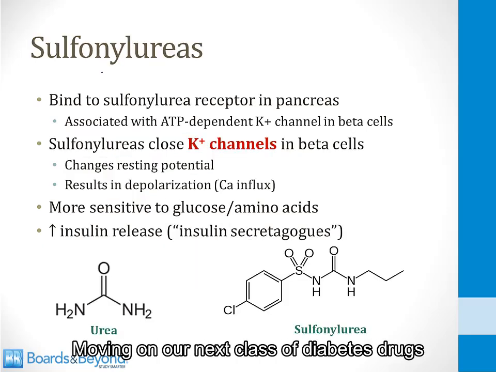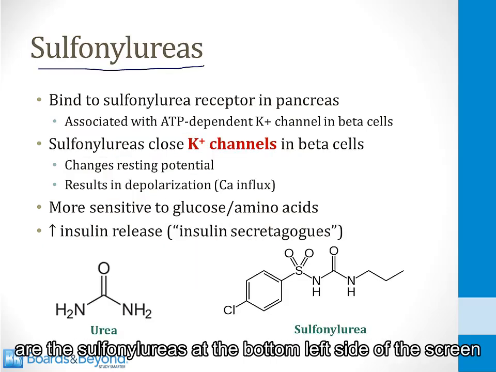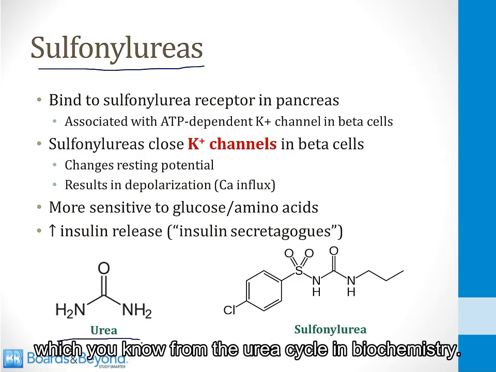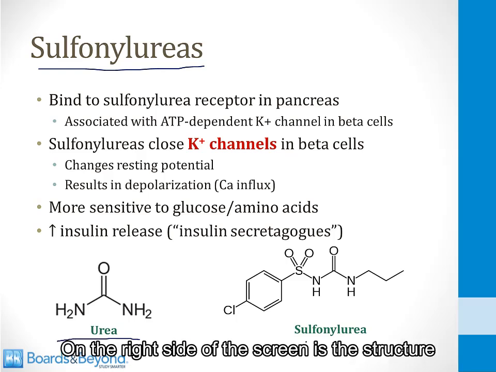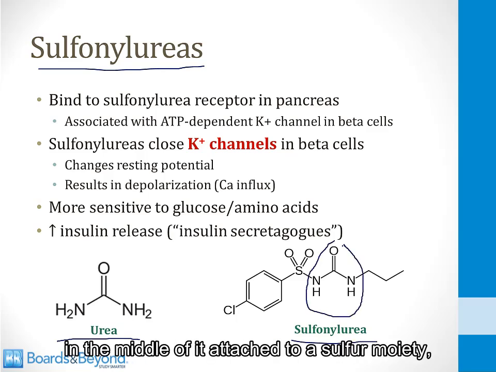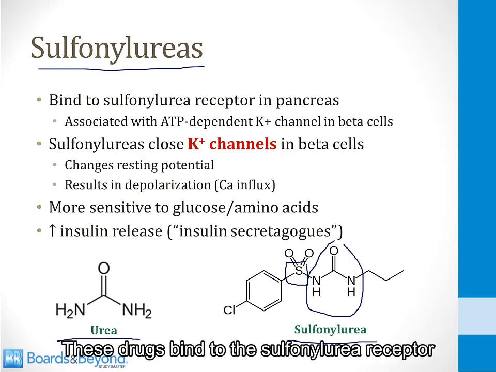Moving on, our next class of diabetes drugs are the sulfonylureas. At the bottom left side of the screen is the structure of urea, which you know from the urea cycle in biochemistry. On the right side of the screen is the structure of a sulfonylurea drug. You can see that it has a urea molecule in the middle of it attached to a sulfur moiety, hence the name sulfonylurea.